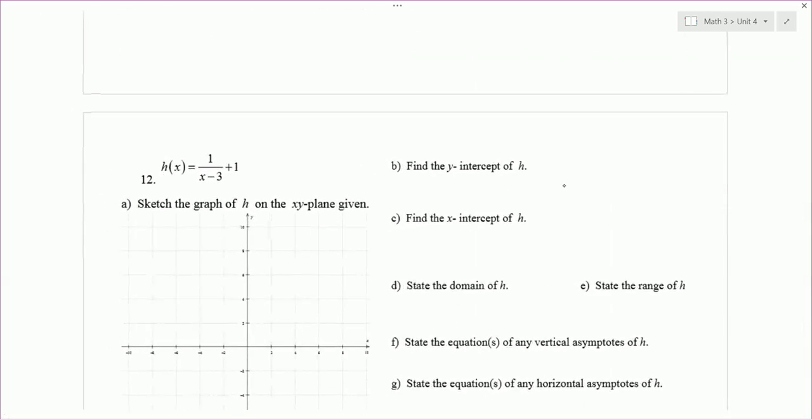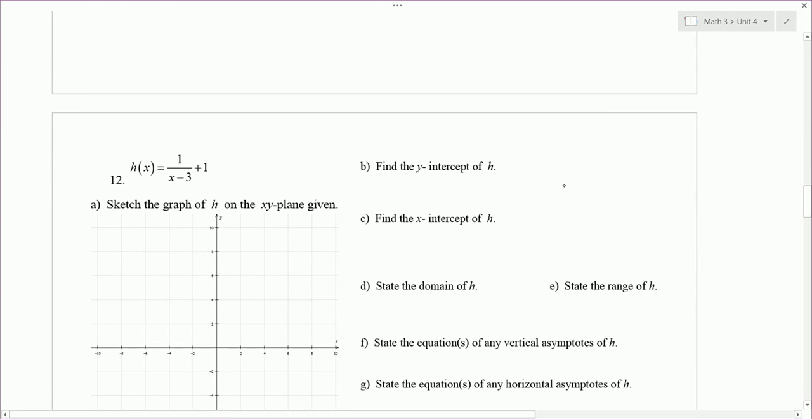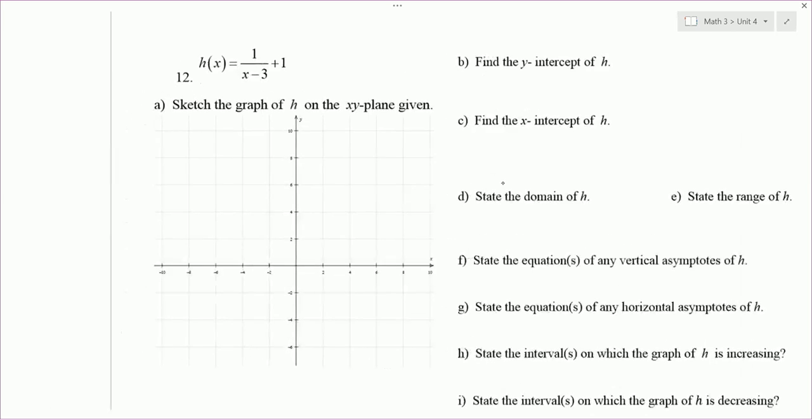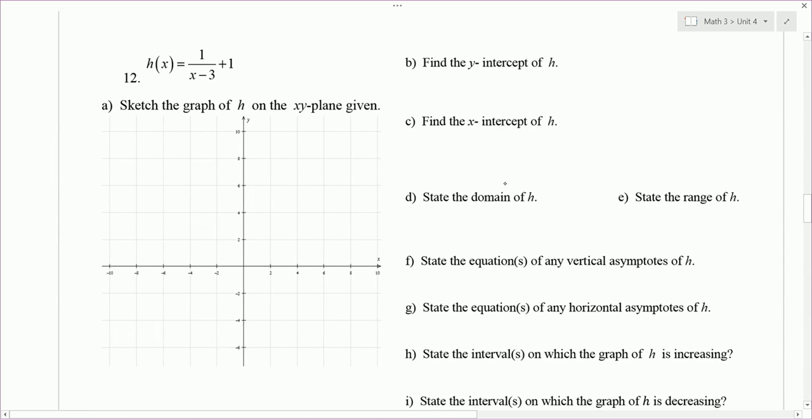Number 12, we have the function h of x is 1 over x minus 3, plus 1, and we're asked to sketch the graph. We can always make a table and plot some points that will work for us. And if we think here, it's a fraction, 1 over something, right? And so we get to pick what we want.